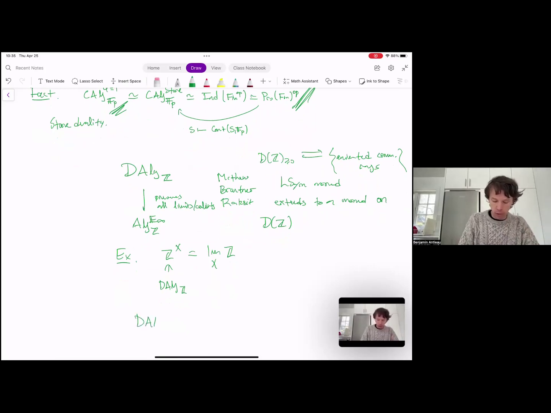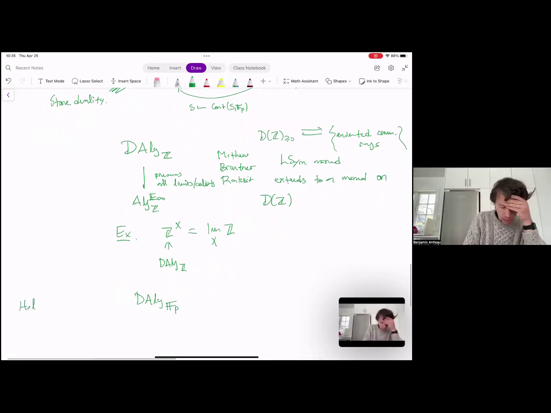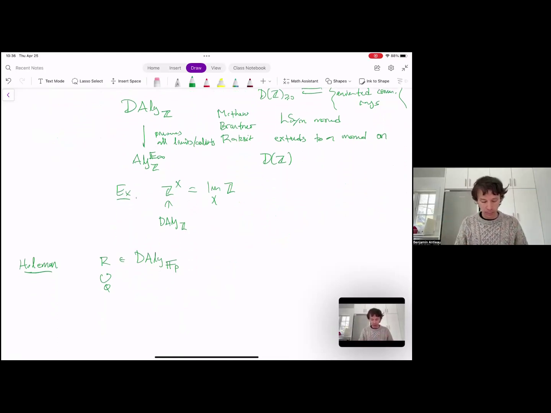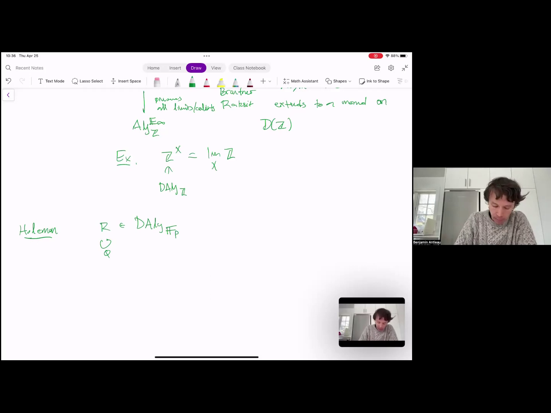There's also, of course, derived commutative F_p algebras, and my student Holeman constructed a Frobenius on these. So if R is in here, then it has a Frobenius endomorphism. In the connective case, this is very easy to see. You model it by a simplicial commutative F_p algebra and just apply the Frobenius in each degree. It's a little bit harder in this case. And then I can look at the perfect ones, which are just the ones where the Frobenius is an equivalence.